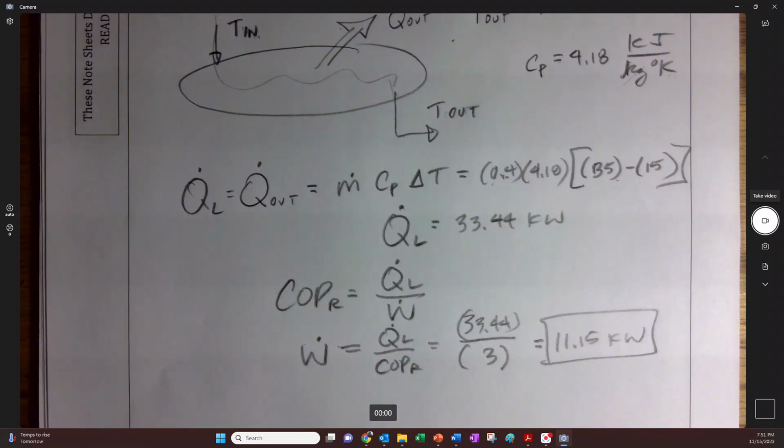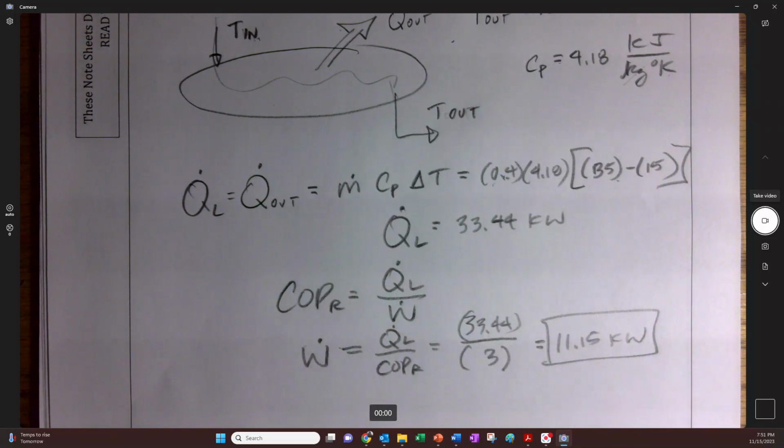I'm going to keep on going to the next example. Let's go to the next example here.